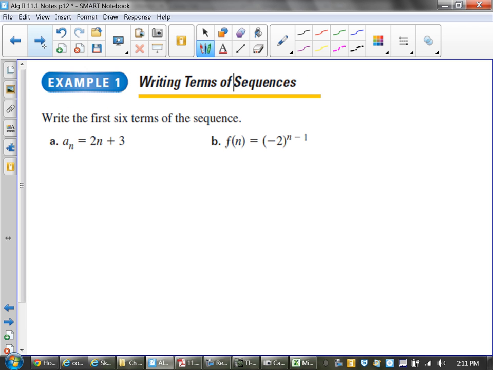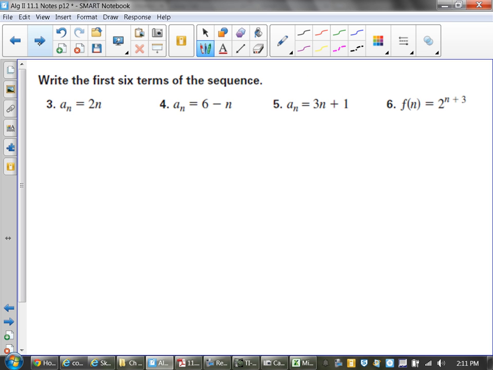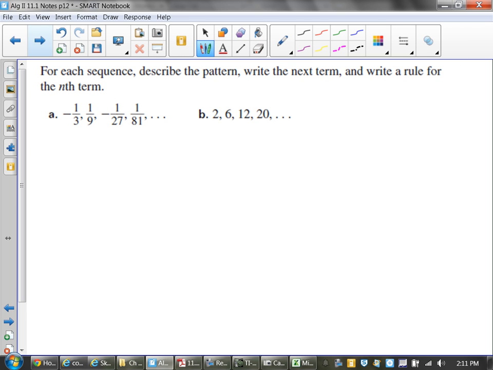What most people have problems with is what we call writing rules. How do you write the rule for the sequence, for what they call the nth term? I want to write this sequence in terms of a sub n. My first term gives me negative 1/3. My second term gives me 1/9. How am I getting that?